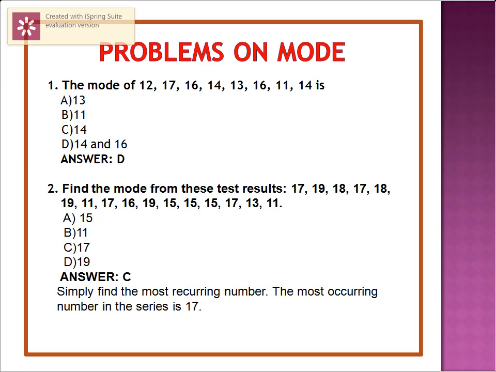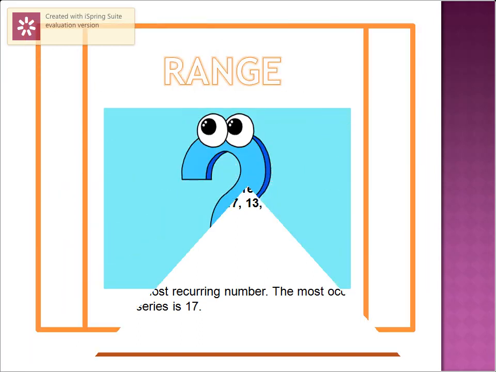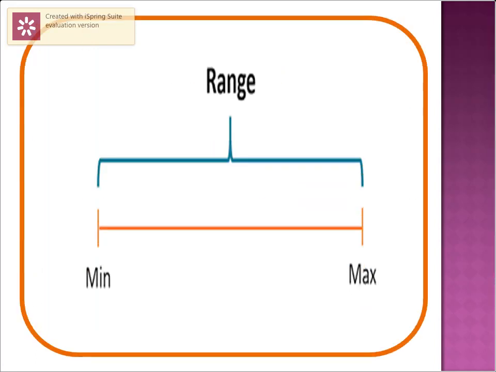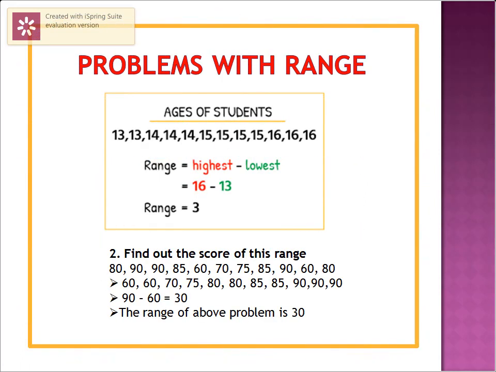Finally, we are going to see what is range. The range is nothing but the difference between the least and greatest value in a set of numbers. For range too, I have given some problems. See, in the first problem, 16 is the highest number and 13 is the lowest number. So we subtract 13 from 16, and the range of this set is 3. In the second case, 90 is the greatest number and 60 is the lowest number. So that set's range is 30.